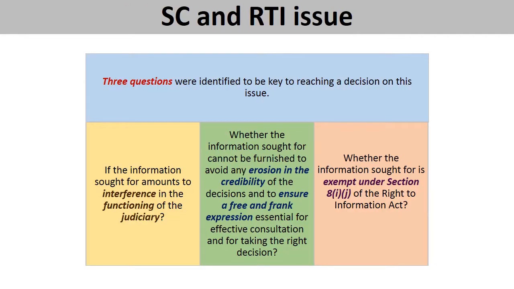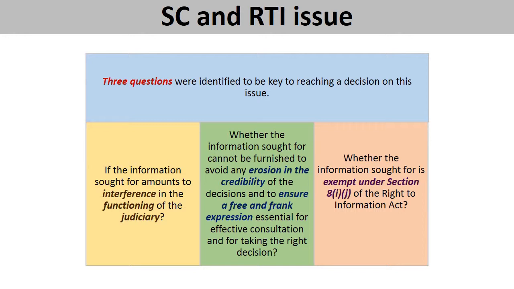At that time 3 key issues were identified. Number 1 was, will disclosure of such information affect the independence of judiciary, affect the functioning of judiciary? The second issue was, will the collegium be able to discuss the matter frankly and freely regarding appointment of judges? And if they are not able to take this decision in a frank and free manner, the decision might not be optimum. And the third issue was whether the information sought is exempt under Section 8(1)(j) of RTI Act.